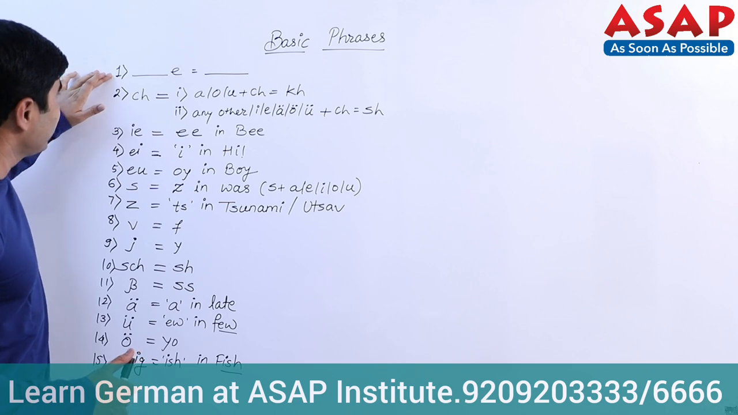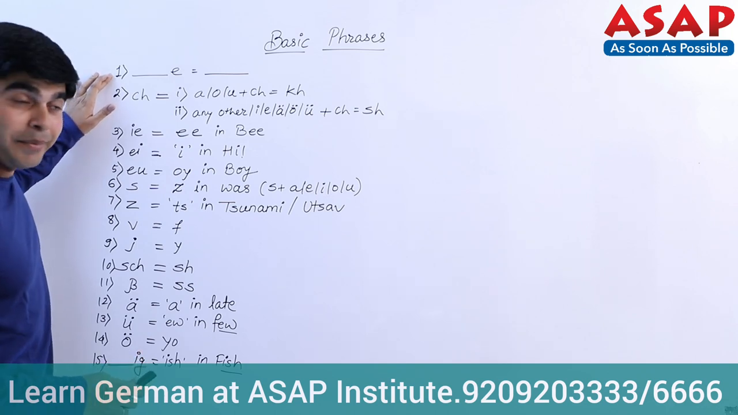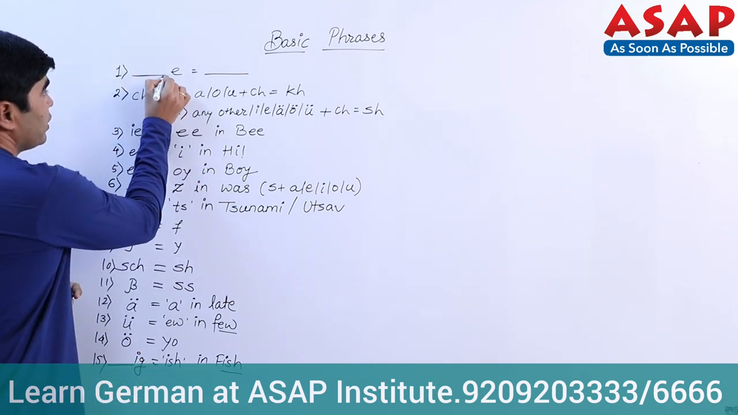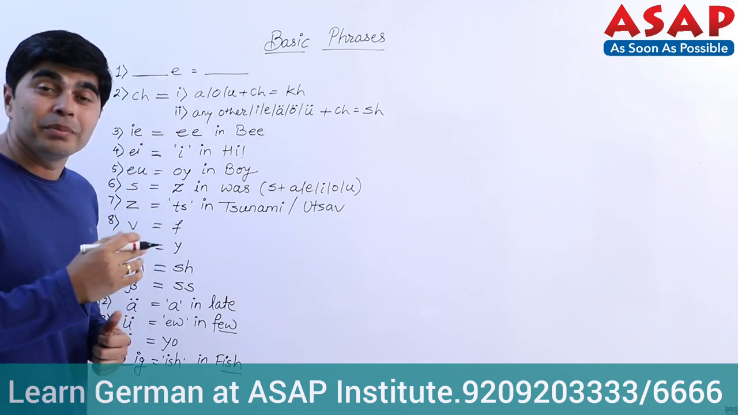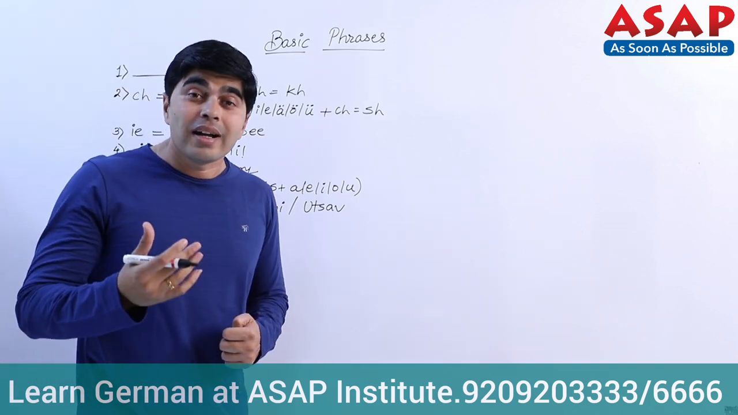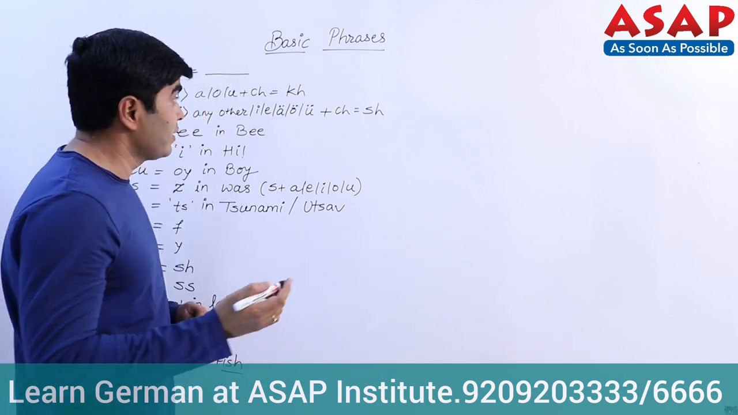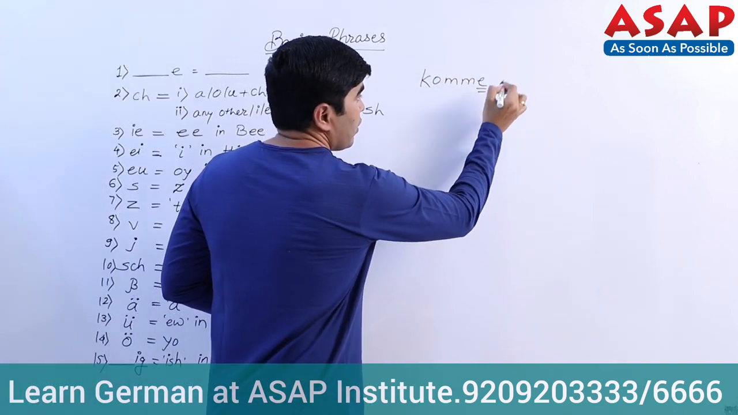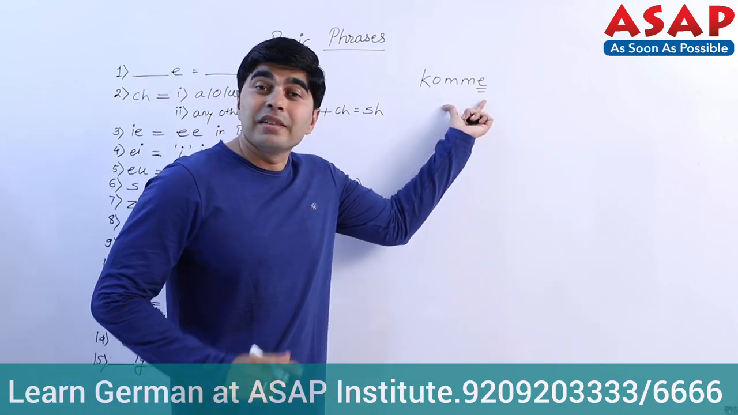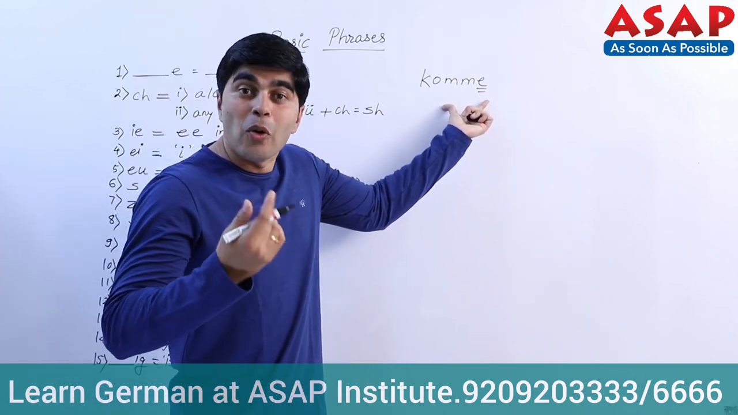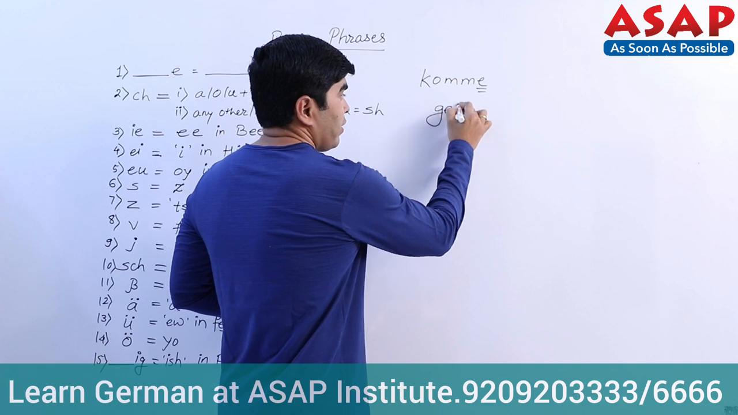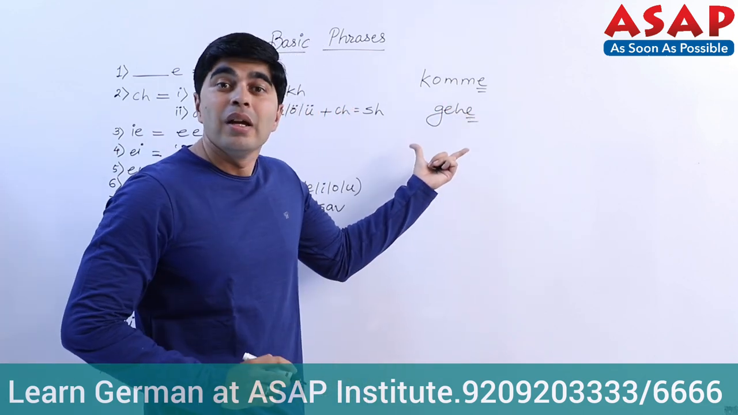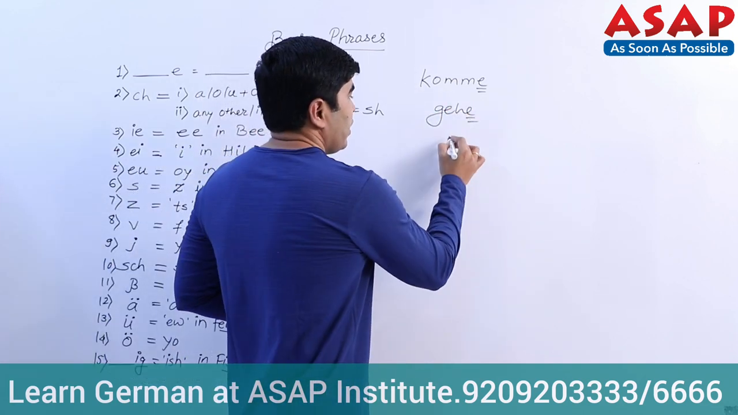There are some points, like E at the end of the word. If there is a word with E at the end, it should be pronounced as a. The sound will be a. For example, this one: E at the end is pronounced as a. So it is koma. Koma. Gehe. Koma. Gehe.